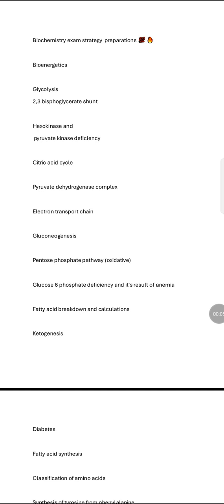Today, let's discuss biochemistry exam strategy preparation. So, at least before going for your exams, you would have known these topics, right? In detail.